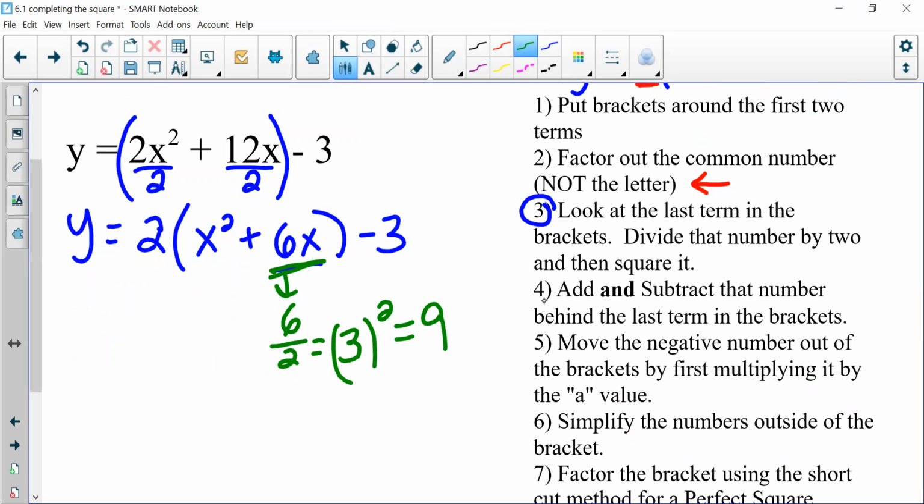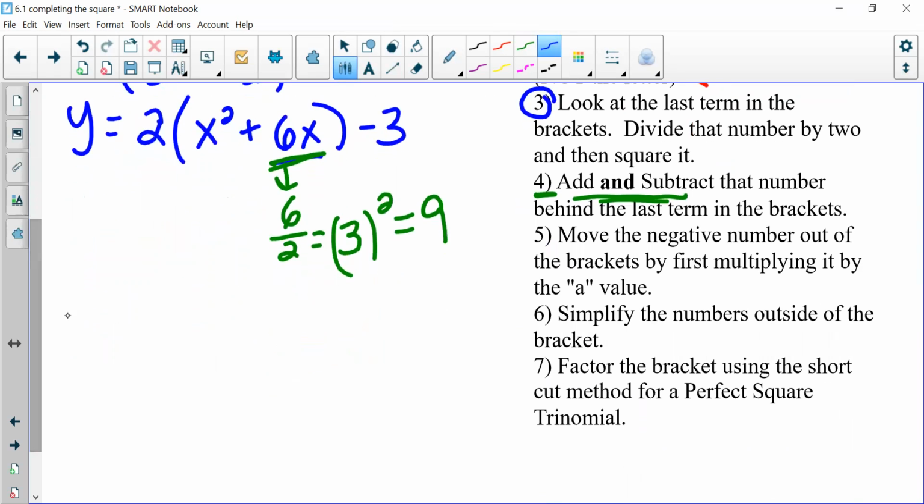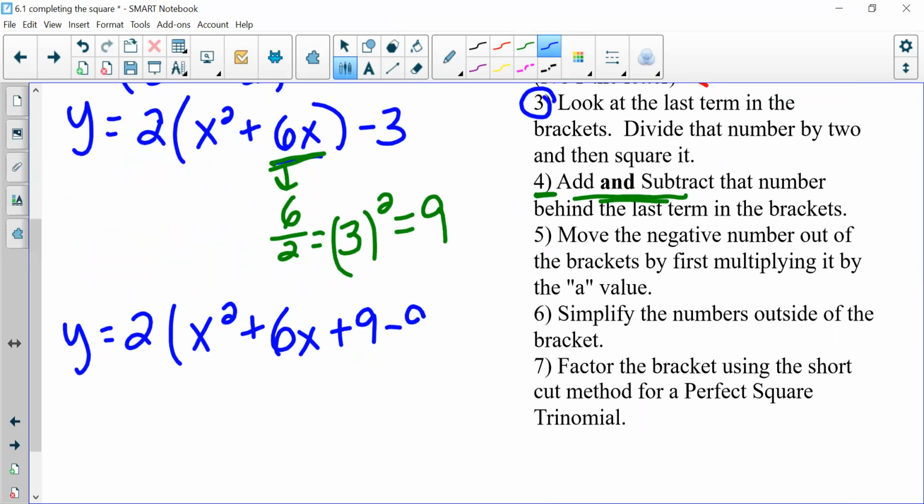So keep going here. Step number 4 is add and subtract that number behind the last term in the bracket. So y equals 2x squared plus 6x. I haven't changed anything here, but now I'm going to add and subtract this number, 9, in my brackets here. And you quickly see I haven't actually done anything. Plus 9 minus 9 is 0. So I'm manipulating this equation, but I haven't changed this parabolic equation. I'm just manipulating it here.